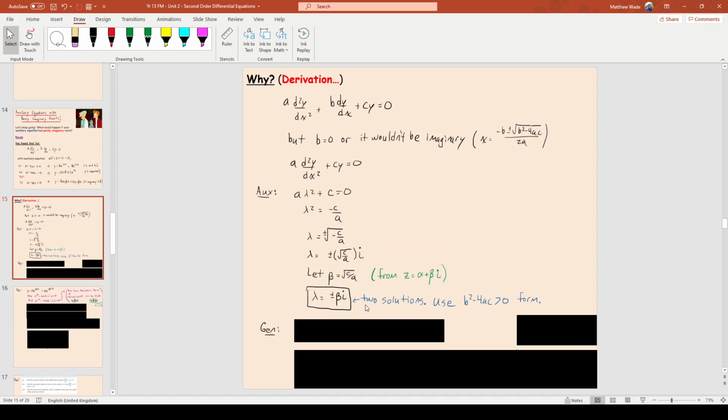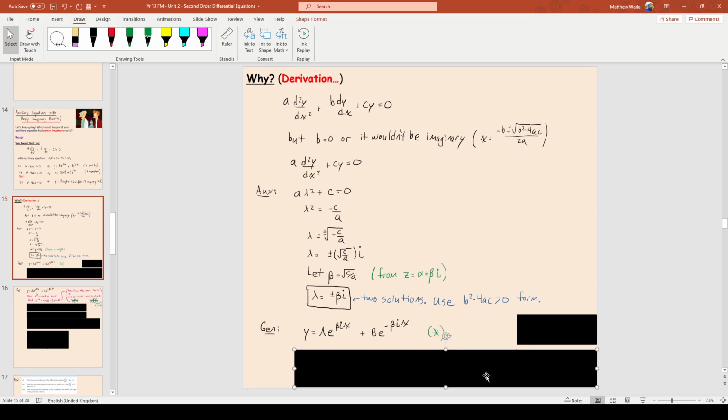Okay. Now, this actually is two solutions, right? Because it's plus and minus beta i, which means that we can use the form that we used when the discriminant was positive. The a e to the lambda 1 x plus b e to the lambda 2 x format, the same as when there were two solutions earlier. Cool? So that's what you wind up with.